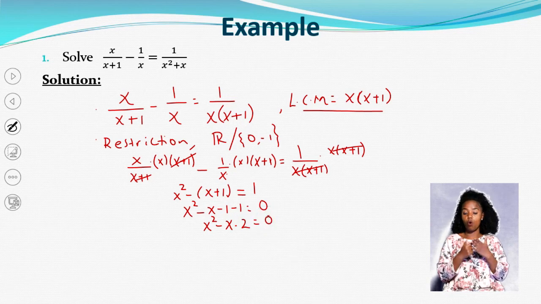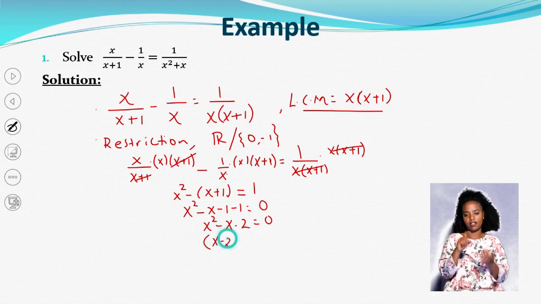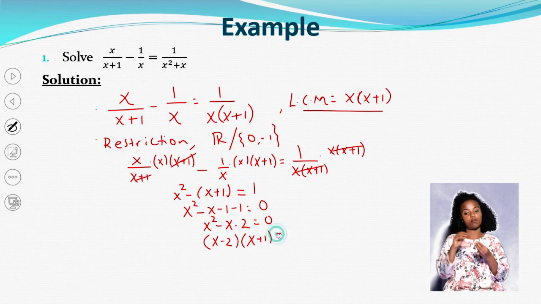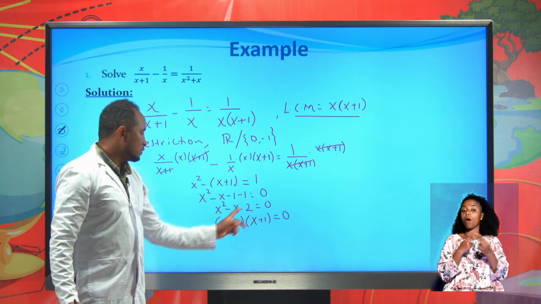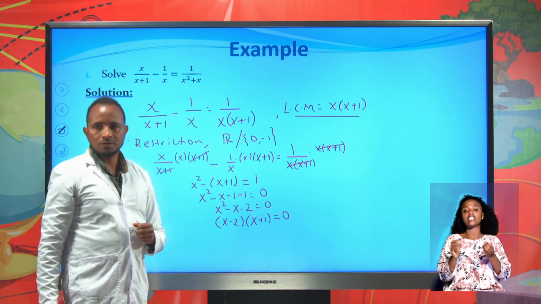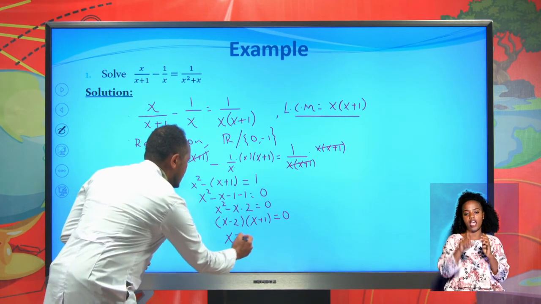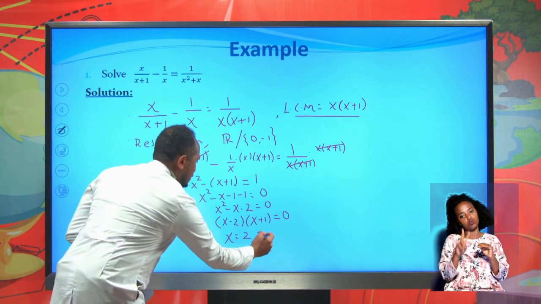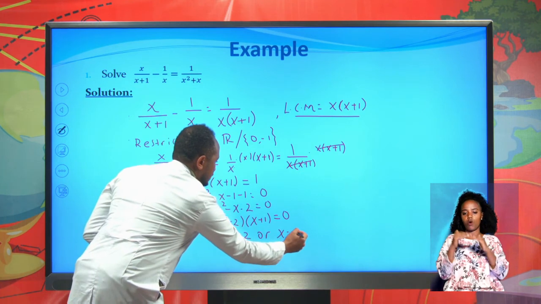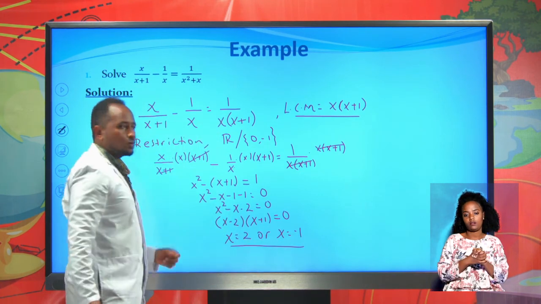So, factorizing this, you have x minus 2 times x plus 1 gives you 0. The product is minus 2, the sum is minus 1. Therefore, from this, the value of x is either 2 or negative 1. We have arrived at this.